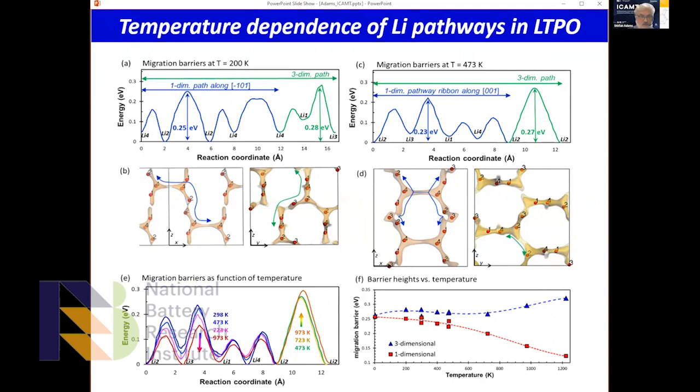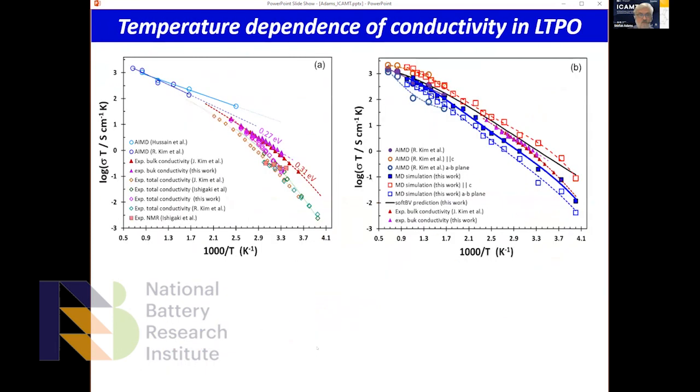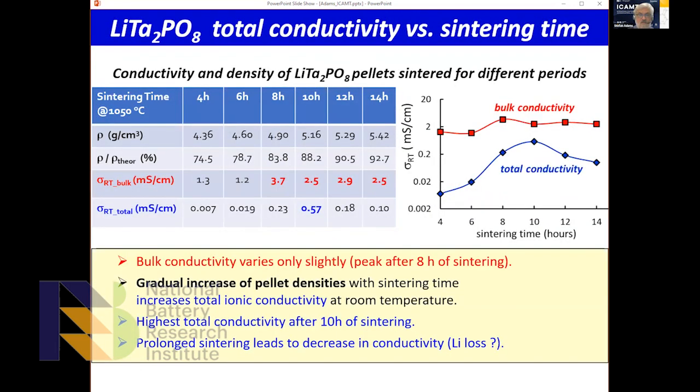So the barrier for 1-dimensional transport goes down when you increase the temperature. The barrier for the 3-dimensional transport goes up when you increase the temperature. Okay, then when you practically want to make the material, we said for oxides, you always have to worry about grain boundaries. So you have to find the best sintering, either here by conventional sintering.